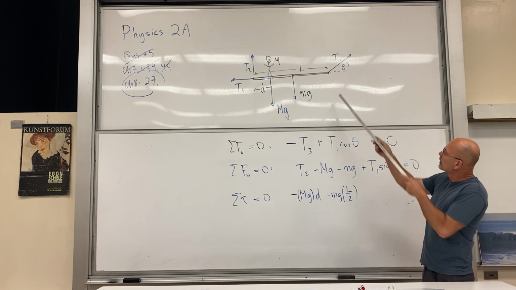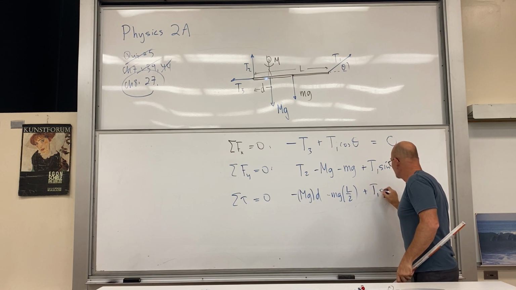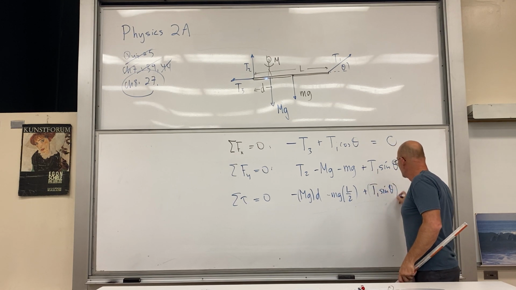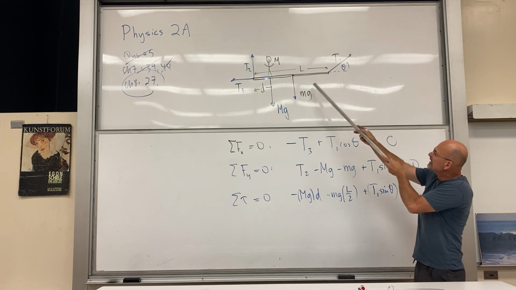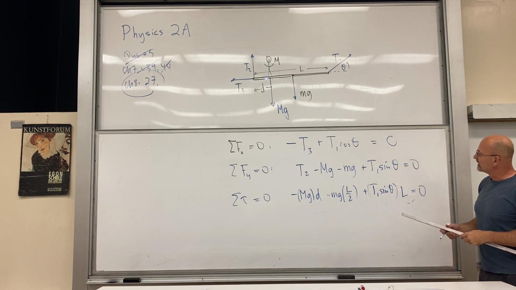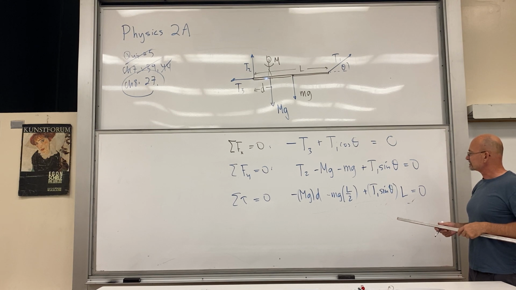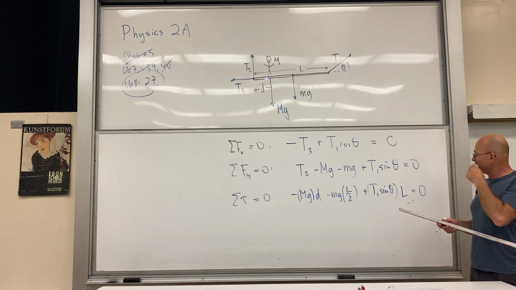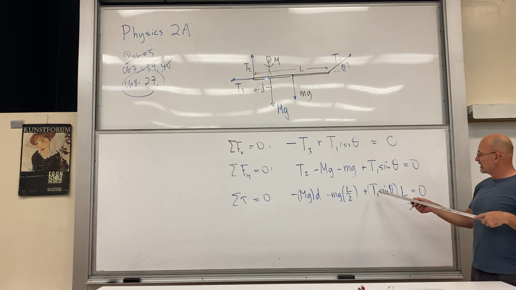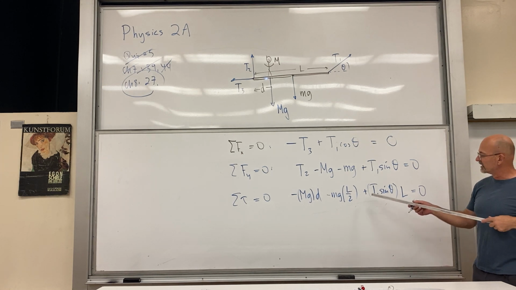So there's two clockwise torques, and the counterclockwise torque finally is plus T1 sine theta times the entire length of the board, L, is equal to 0. So this is a set of three equations in three unknowns, and you have to start plugging things in. What you'll notice is the third equation only has one unknown in it, T1. So this is the one to solve first.